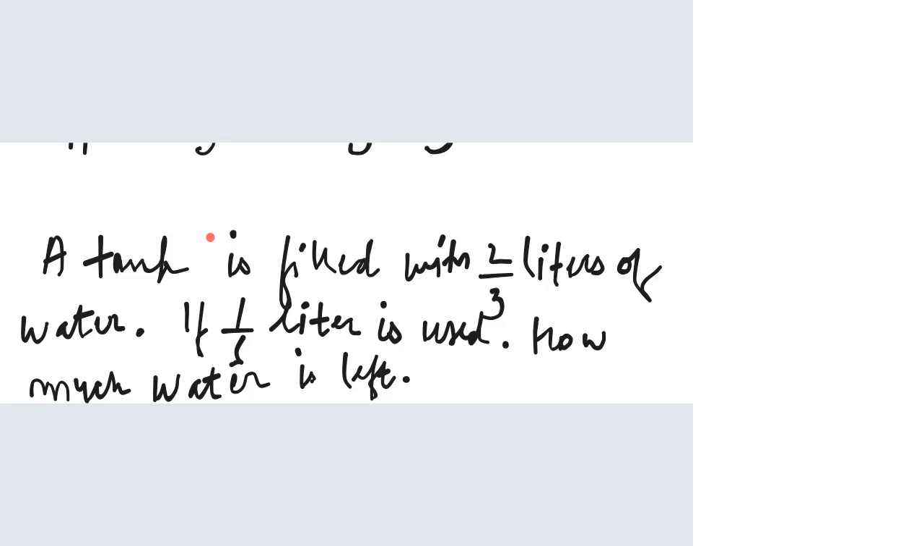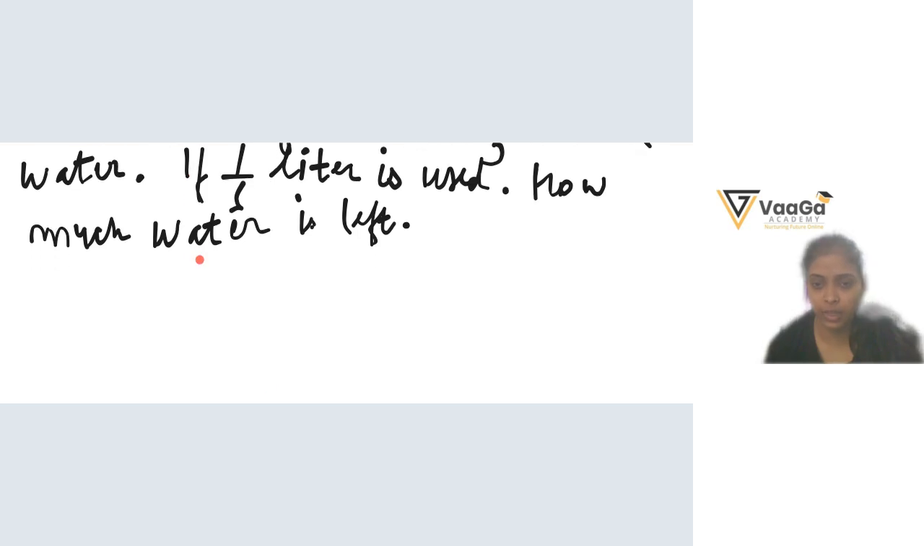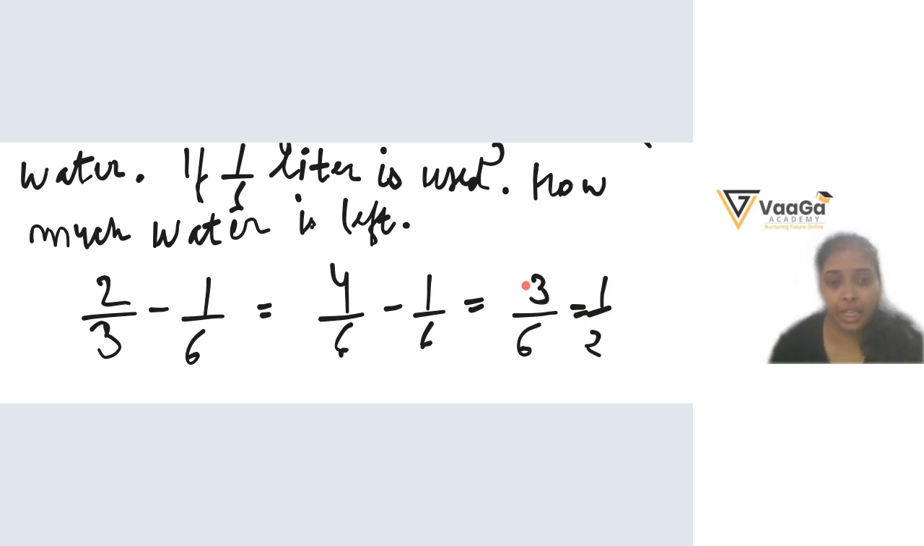Ma'am, 1 by 2. Okay, tell me what you did. Ma'am, first I took 2 by 3 and subtracted 1 by 6 from it. Okay, so then you took the LCM. Yes, ma'am. I converted 2 by 3 to 4 by 6. Then 4 by 6 minus 1 by 6 will be 3 by 6, which is 1 by 2 liters. Very good.